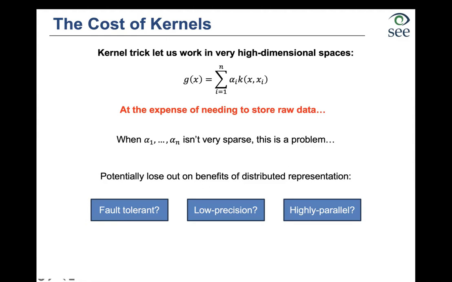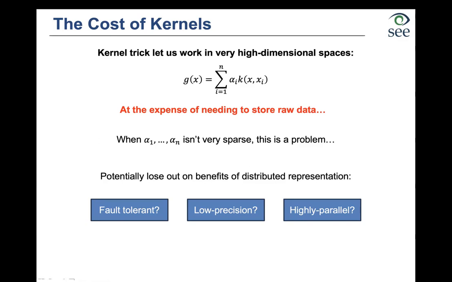In addition to this problem of memory, we also potentially lose out on other benefits of these distributed representations. For example, it's not clear that these kernel methods are natively fault tolerant. It's not clear that they're amenable to computation using low precision, and it's not clear that they can be computed in a highly parallel way.